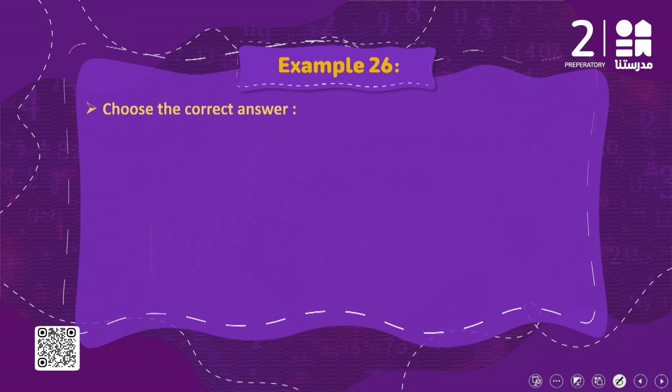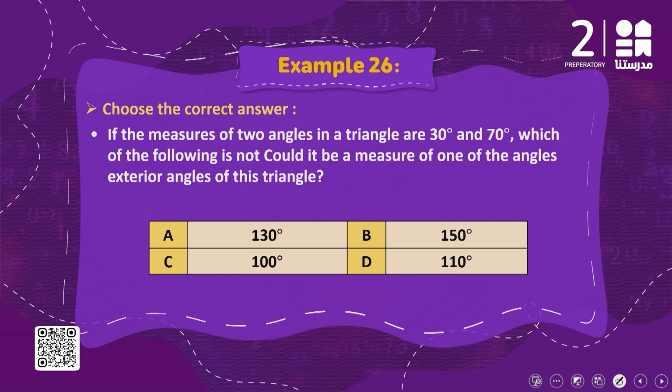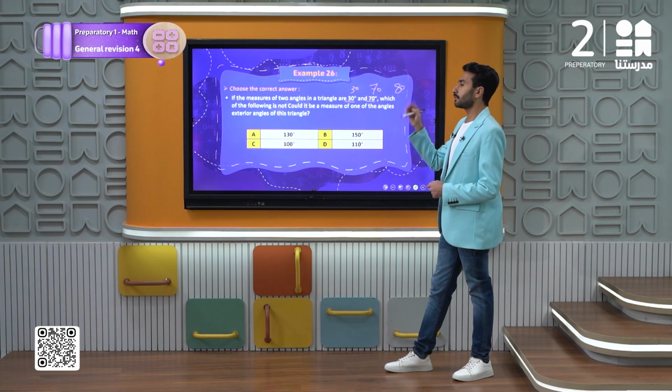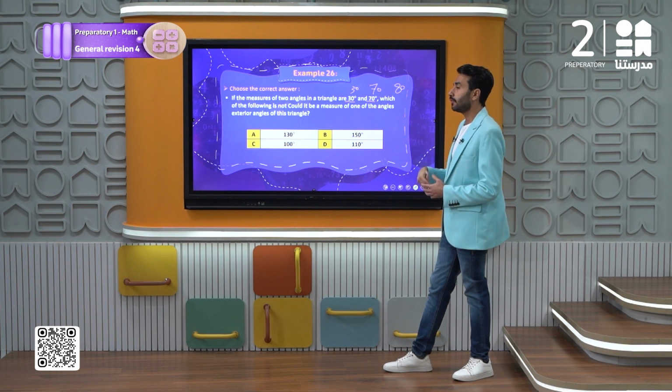Letter A. If the measures of two angles in a triangle are 30 and 70, which of the following could not be a measure of one of the exterior angles of this triangle? In this triangle you have 30 and 70. What about the third angle? It's 80. All of these angles are inside or interior angles.